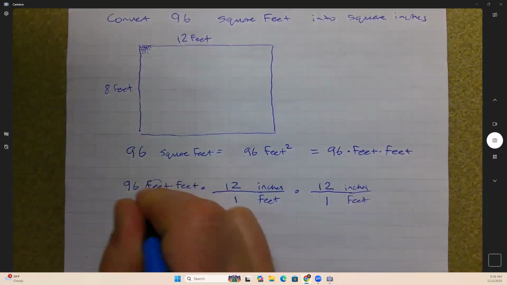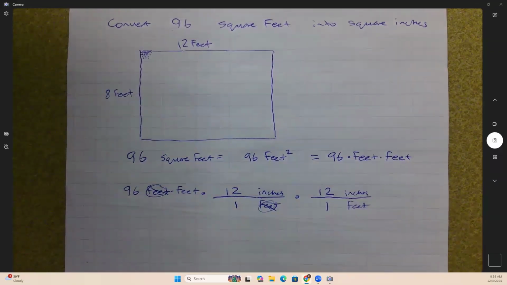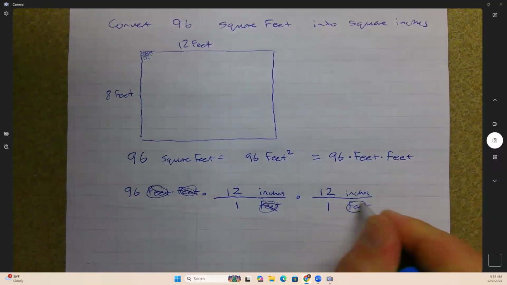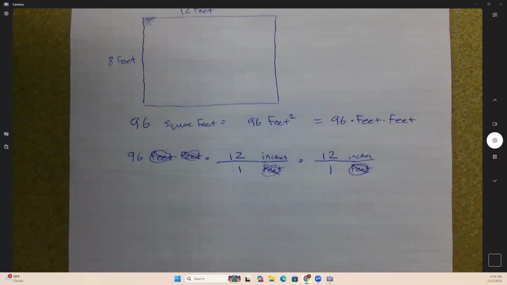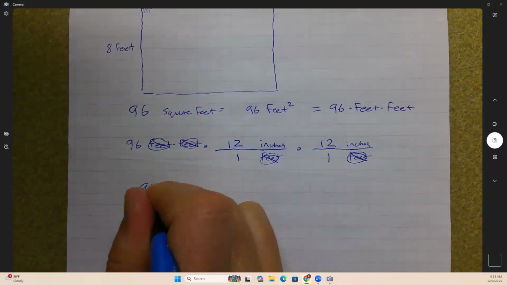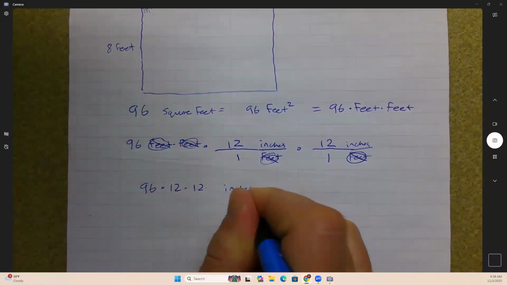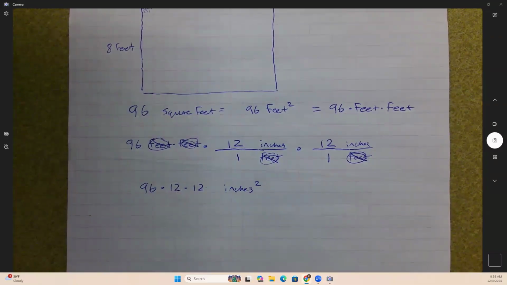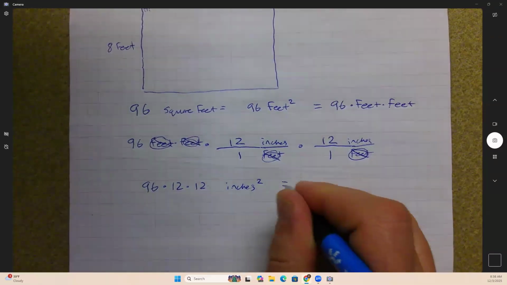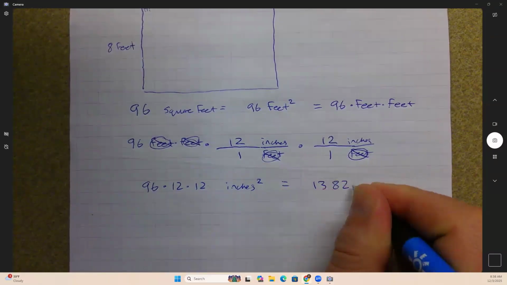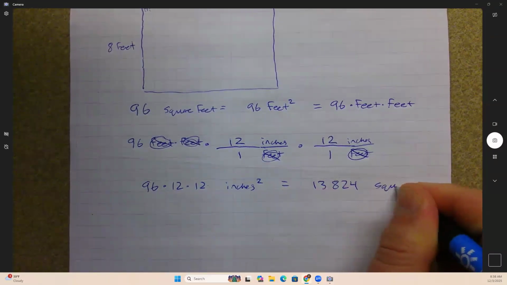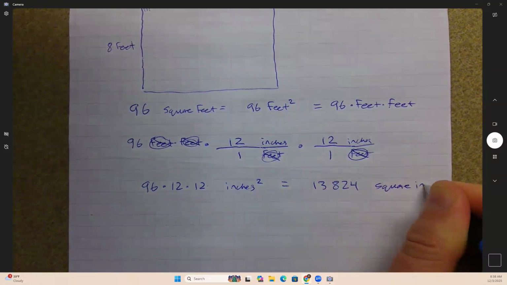96 feet times feet, well, the first feet cancels there. The second feet cancels there. And you end up with 96 times 12 times 12 inches squared, or square inches. That's 13,824 square inches.